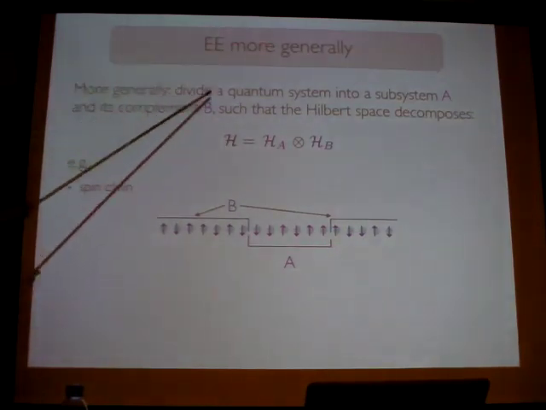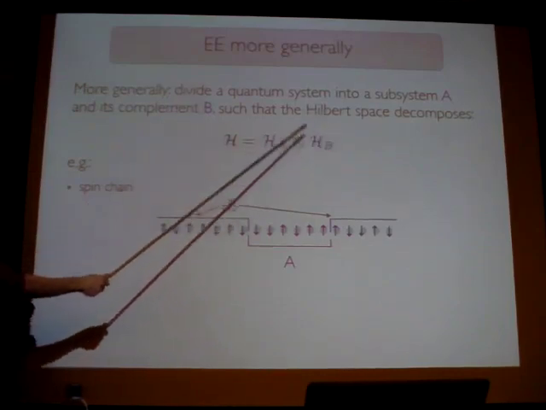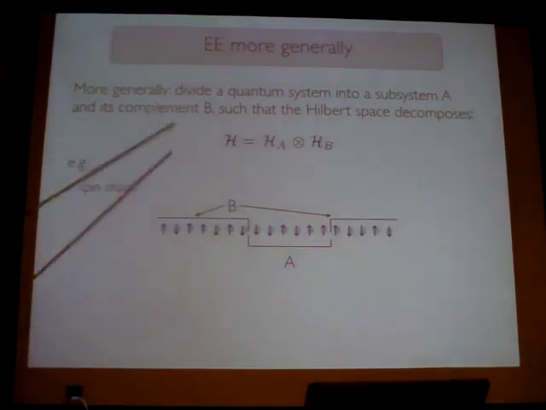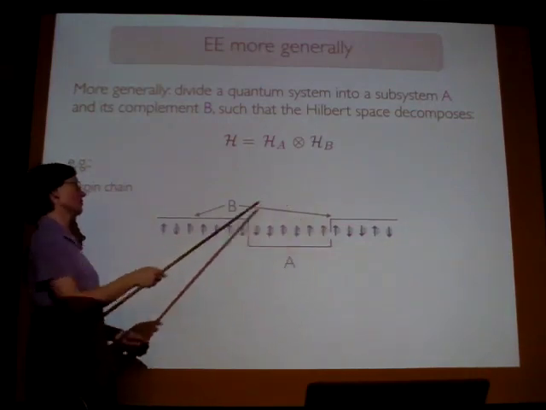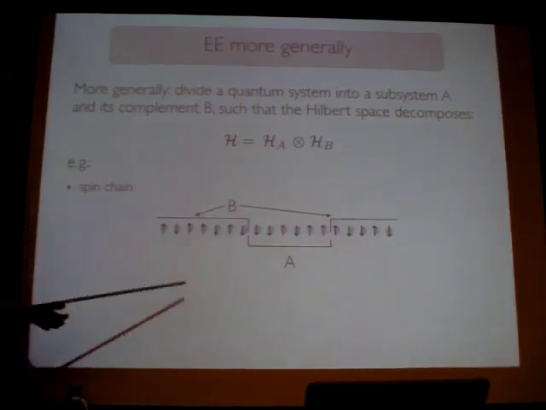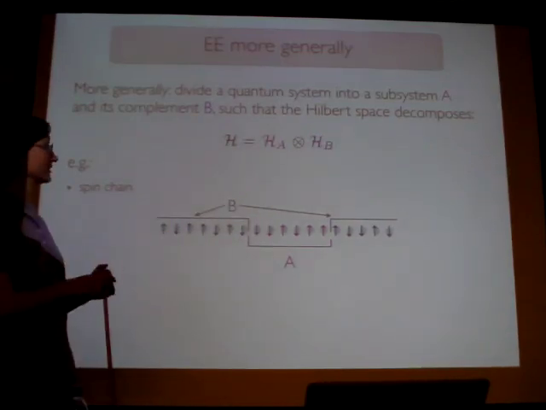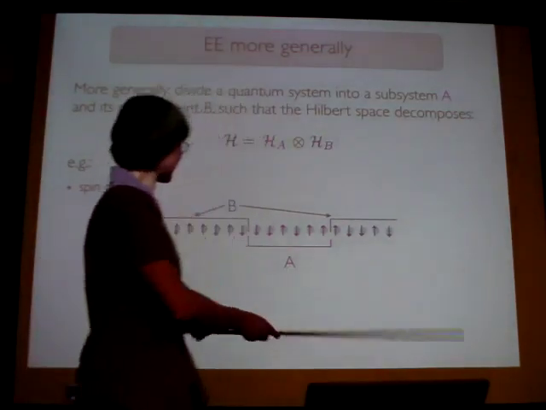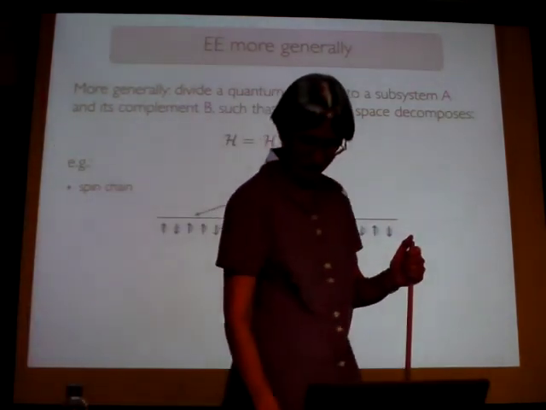But you can define entanglement entropy much more generally. All you need is to be able to divide your total system into two subsystems such that the Hilbert space can be written as a product. So for example, if you take a spin chain, you can consider some set of the spins, define them as your region, and the rest as the other one, and then you can define the entanglement entropy this way. So here, there is no physical partition. It's just our choice of which region to focus on.